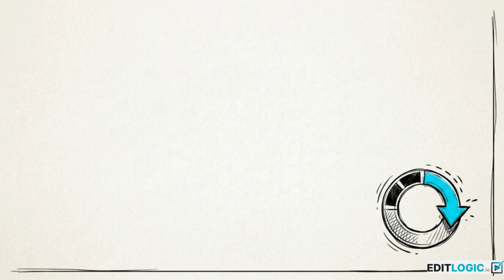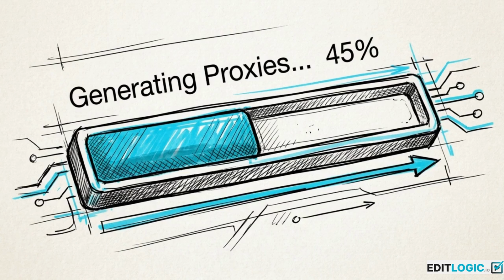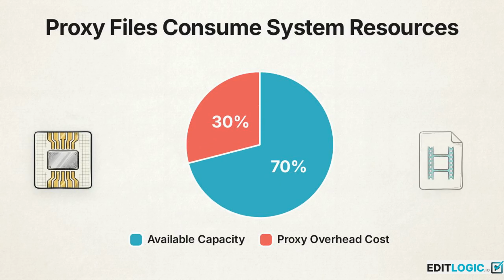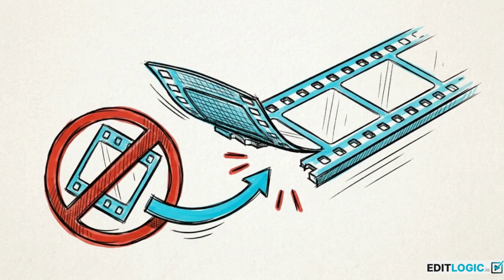CapCut will generate the proxy files in the background. Wait a few minutes for this initial processing to finish before you see the full benefit. To strictly save on processing time and disk drive space, avoid creating proxies for tiny cutaway clips that you only use for a few seconds.